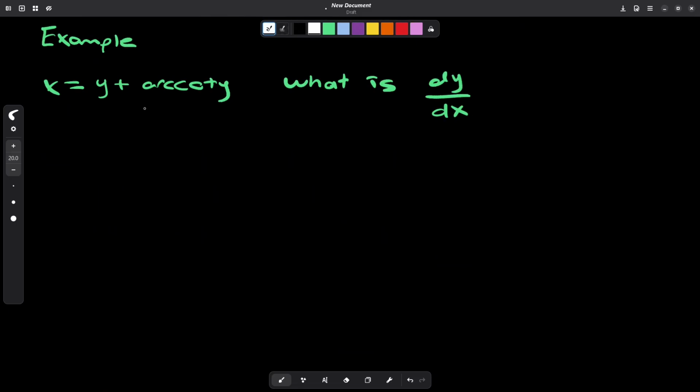Again, implicit form. How do I know? I cannot leave y alone. There's arc cot y, plus y is equal to x. What is dy by dx? Differentiating the left side is really simple. 1 is equal to derivative of y, which is y derivative, plus now the derivative of arc cot y.